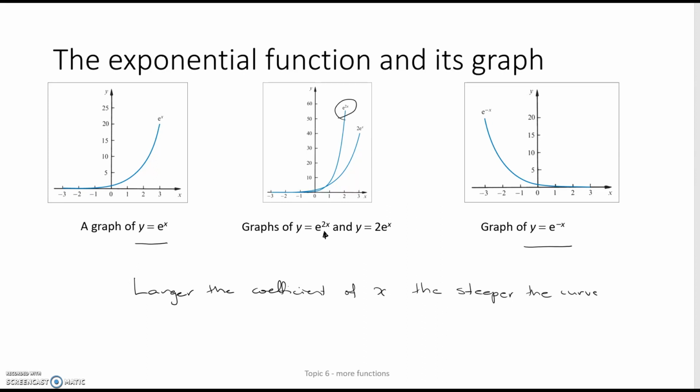A curve with a positive coefficient slopes up to the right, and we talk about those representing exponential growth. If it's got a negative coefficient, like the last graph on the slide, then we talk about it as being exponential decay. And it slopes downwards. So it approaches 0 as x gets larger and larger.